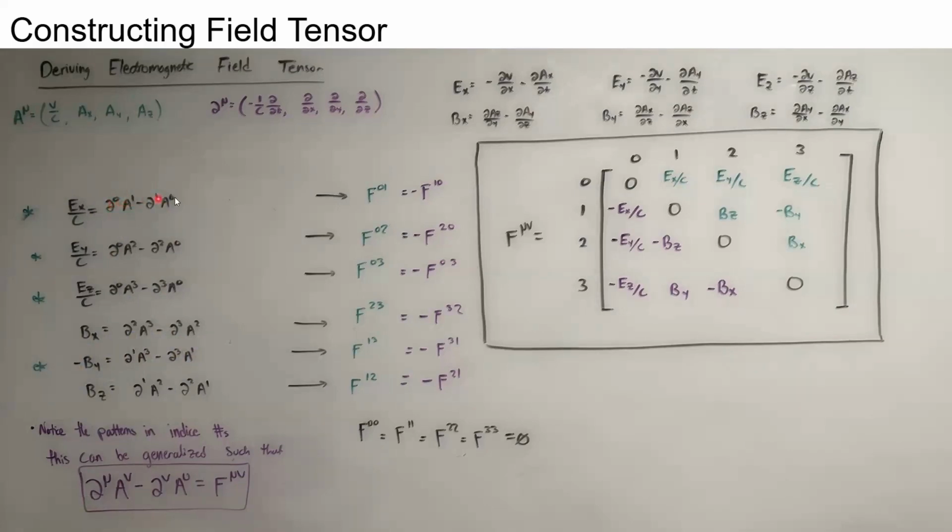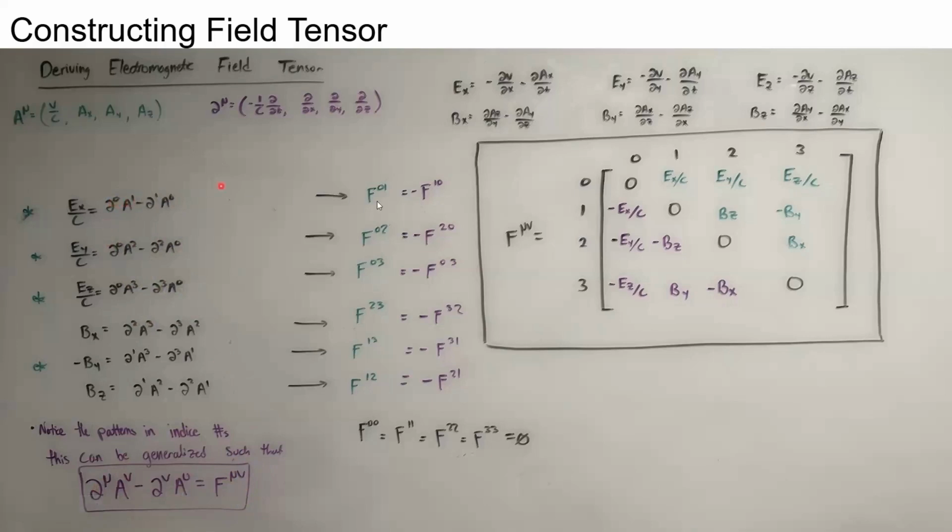If we take a close look at this, we see a pattern here, right? We see 0, 1, 1, 0, then 0, 2, 2, 0, 0, 3, 3, 0, 2, 3, 3, 1. We see this pattern. So we can generalize this. We can say ∂_μ A_ν − ∂_ν A_μ = F_μν, which just corresponds to the element of our matrix, our rank 2 tensor.